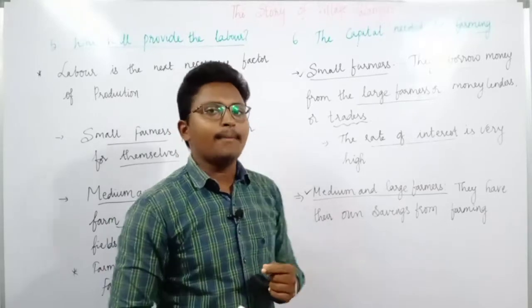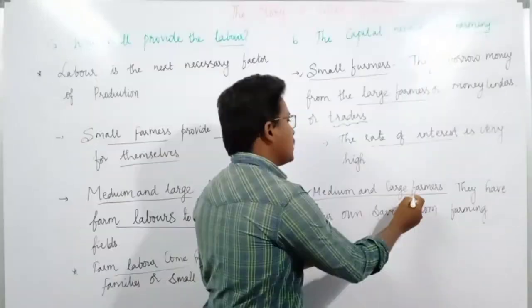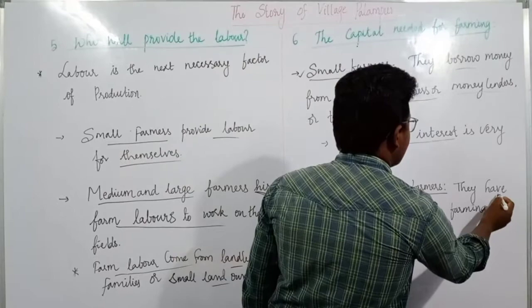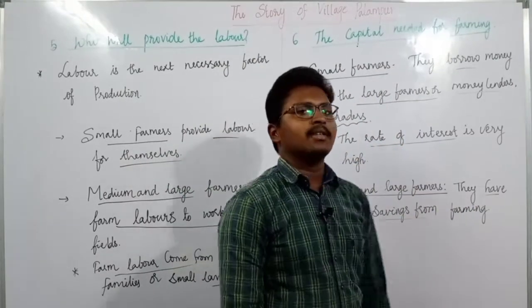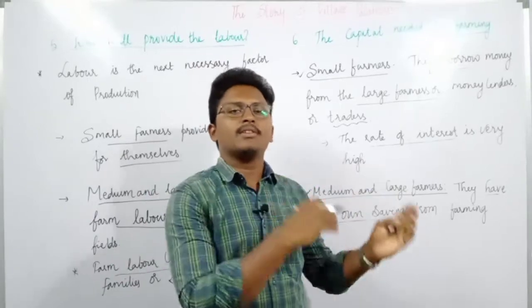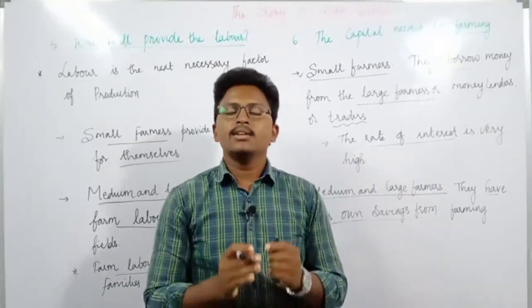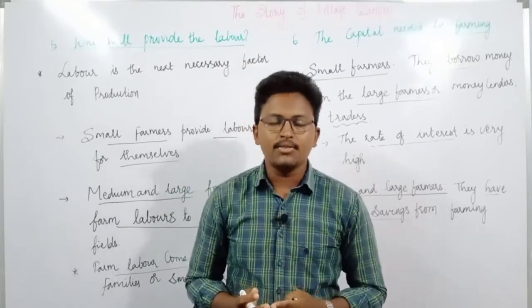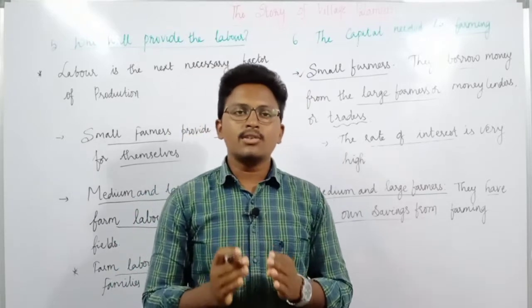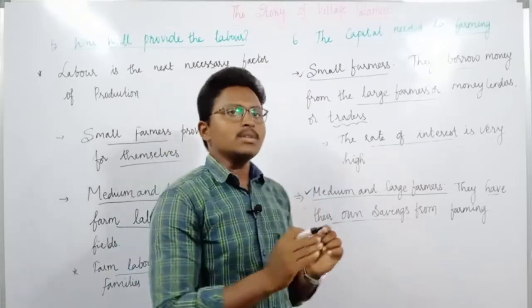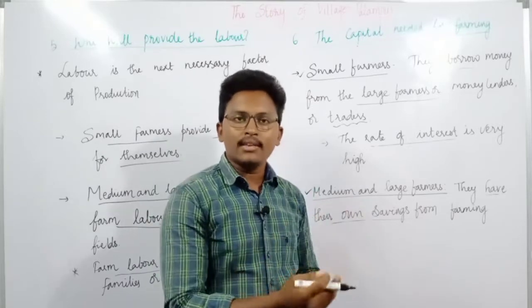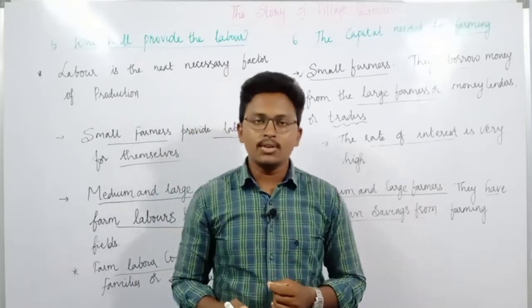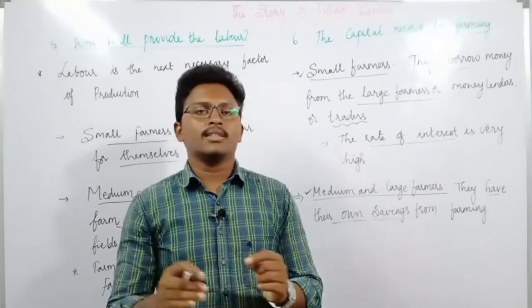Then from where will the medium and large farmers get capital? They have their own savings from farming. What are these savings? Usually, whatever extra surplus they produced in the previous year, they might have sold in the market, and the money or profit they received from this farming, they save for future purposes in the banks or in their home itself. So when the next year comes and they go for next year's cropping, they use this money for cultivating the crops.